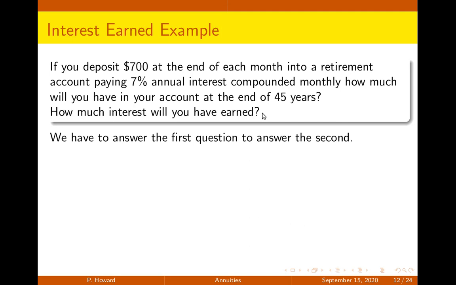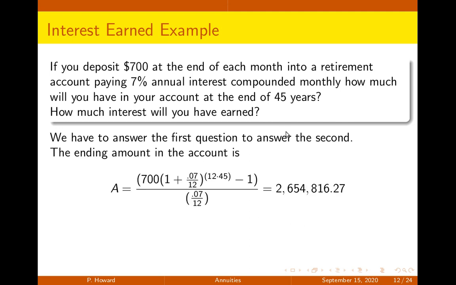So let's start with the ending amount. We've done a calculation like this on a previous slide. We're using the annuity formula, and we're replacing the monthly payment by 700, the annual interest by 0.07, and the number of years by 45. And we get an answer of $2,654,816.27, rounded to the nearest cent.